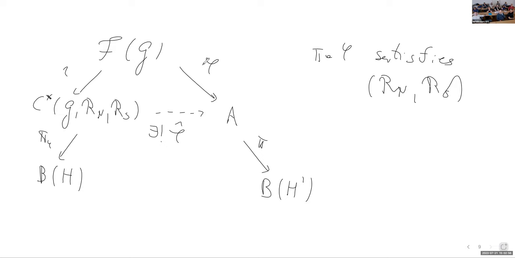Okay. So FG is a set. FG is the free C-star algebra generated by a set. Free C-star algebra. So why doesn't it make sense? Because A doesn't have a strong operator topology. A itself does not. Okay. Thank you, Jack. Yes, of course.